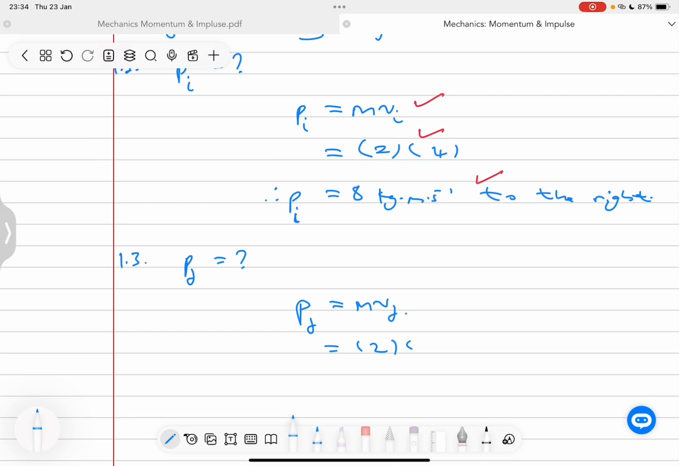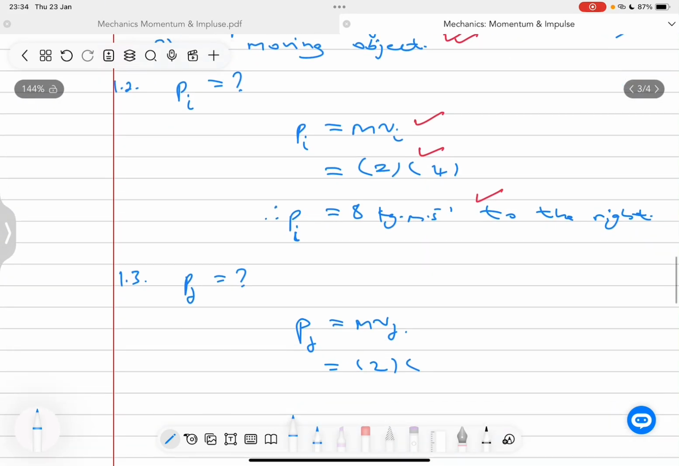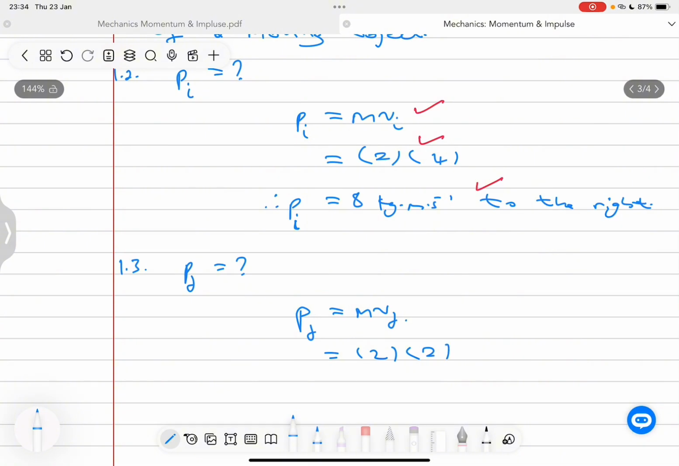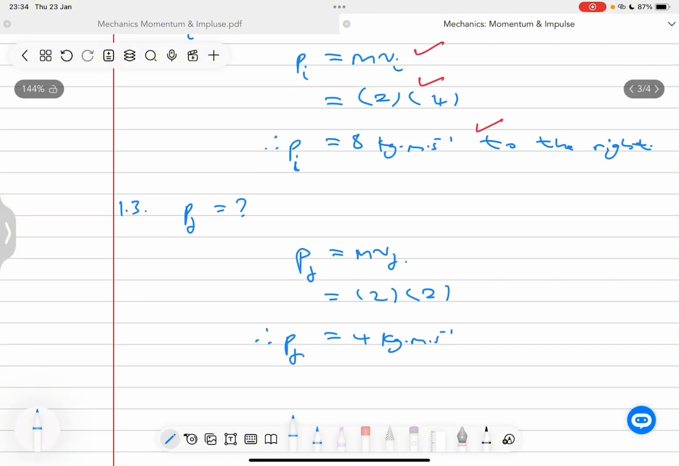And we know that the mass is 2 kilogram and our velocity is 2 meters per second. So this means I'm going to get a final answer of 4 kilogram meters per second. So our final momentum is going to be 4 kilogram meters per second to the right, because it is a positive answer.